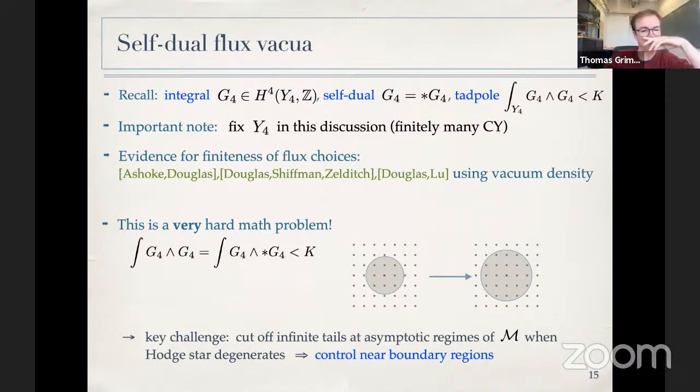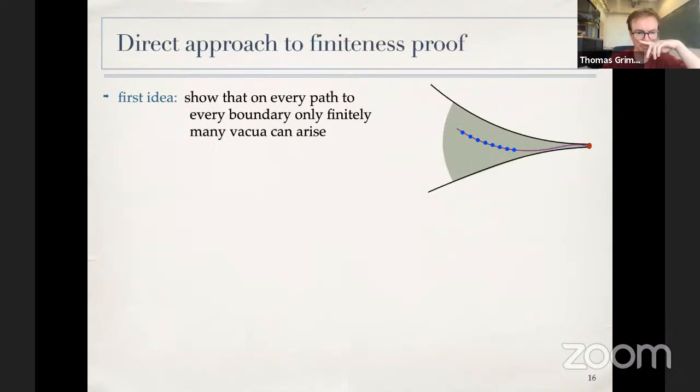That's the whole meat of the story. So the whole bulk of the moduli space is boring for this finiteness question, because there it's obviously finite. Only near the boundary regions we have to control the story. And there we have the asymptotic Hodge theory techniques.